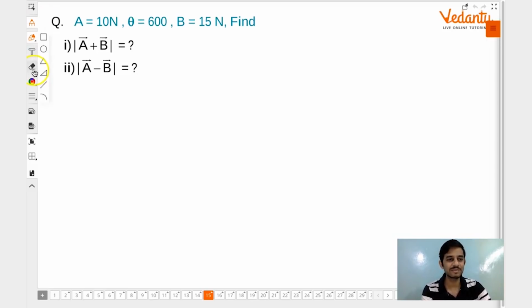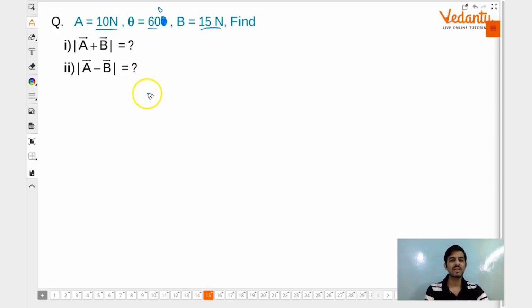A small mistake. This theta is not 600 actually. This is 60 degree. Let's quickly solve this question. What is the question? A vector is 10 newton, B vector is 15 newton. The angle between them is 60 degree. Now you have to find mod of A plus B and mod of A minus B.